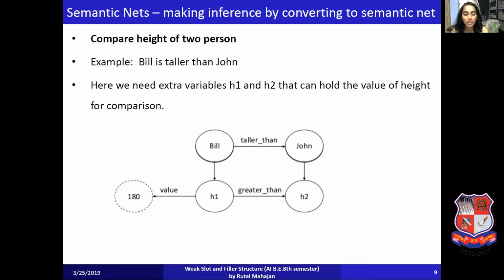Then what do we have to do? First of all, how can I show this concept, Bill and John? How are they related? Taller than means Bill is taller than John. How can I find it or infer it? I first have to find the height of Bill, that is h1. Then I have to find the height of John, that is h2. If h1 is greater than h2, then I can say that Bill is taller than John. This is how we can use semantic net for making inference by converting the particular fact into the semantic net.